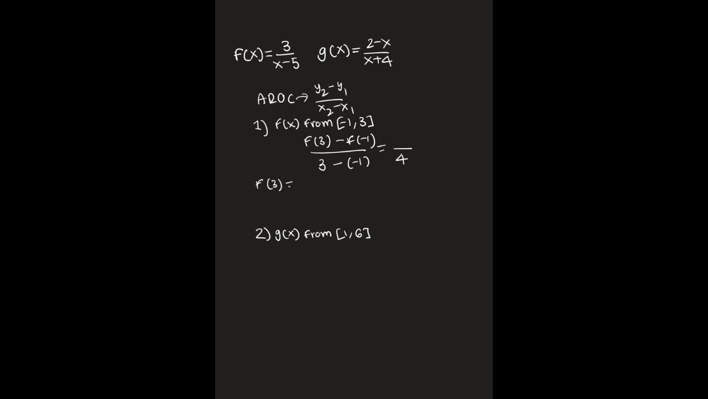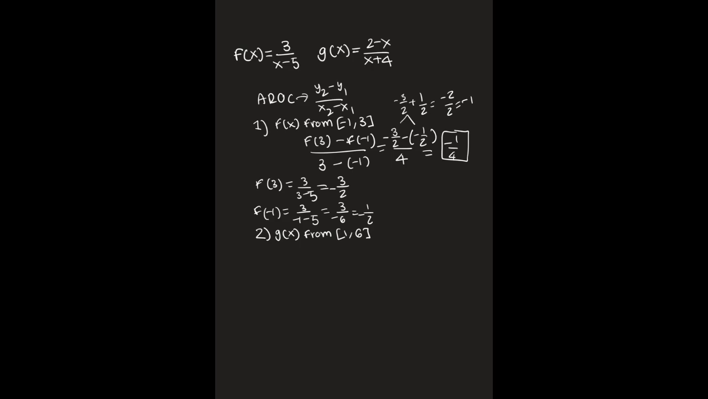f of 3 is going to be 3 over 3 minus 5. f of negative 1 is going to be 3 over negative 1 minus 5. This is 3 over negative 6, making this negative 1 half. This is going to be 3 over negative 2. So we know the numerator is going to look like this now. And adding these two together, we get negative 3 half plus 1 half, making it negative 2 over 2, simplifying down to negative 1, making this negative 1 over 4, which is the average rate of change over this interval.